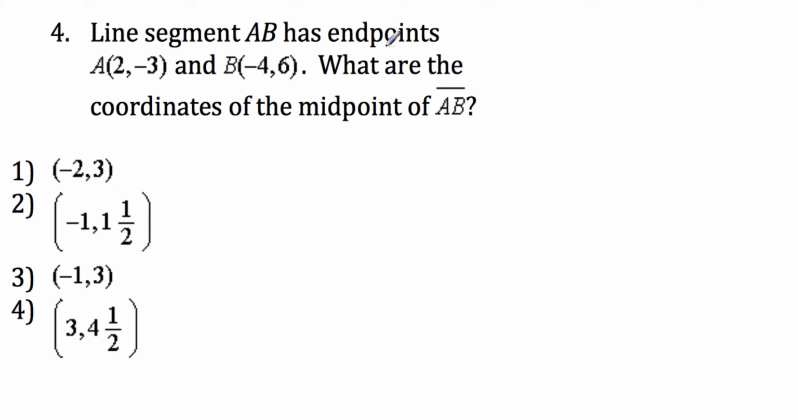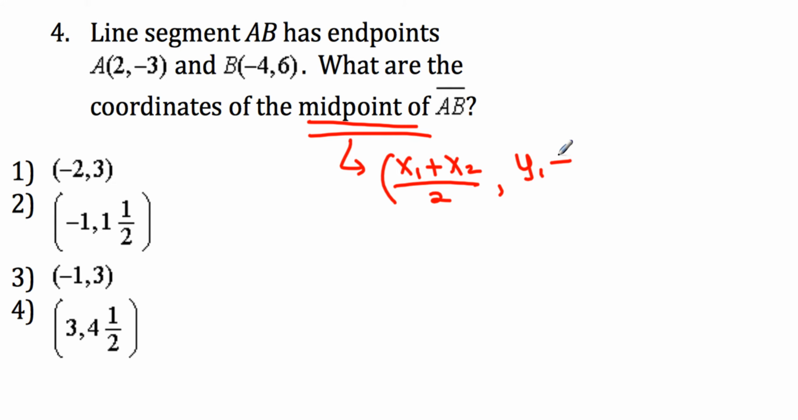The line segment AB has endpoints right here, A and B. What are the coordinates of the midpoint of AB? So in order for you to get the midpoint, our formula would be x sub 1 plus x sub 2 divided by 2, and then y sub 1 plus y sub 2 divided by 2. So obviously the first one will be x sub 1, and second one will be x sub 2, and then y sub 1, y sub 2 in this manner.